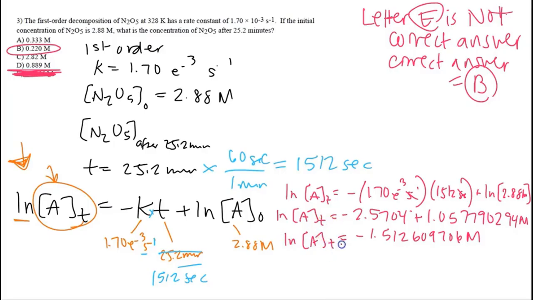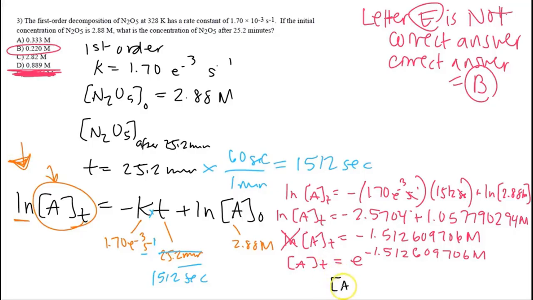Now that I have a full number here and I just have natural log, to get rid of natural log, I'm going to take the natural log of both sides. So if I take the natural log of this side, I get rid of natural log and I just have my AT. And to take natural log of this side, which has nothing, it's going to be the antilog. So I have my E raised to negative 1.512609706 molar. Boom. Let's go ahead and get a different color here to get our answer.